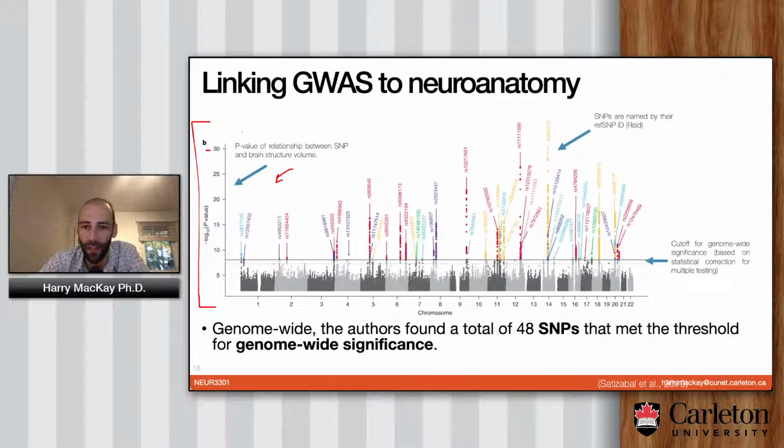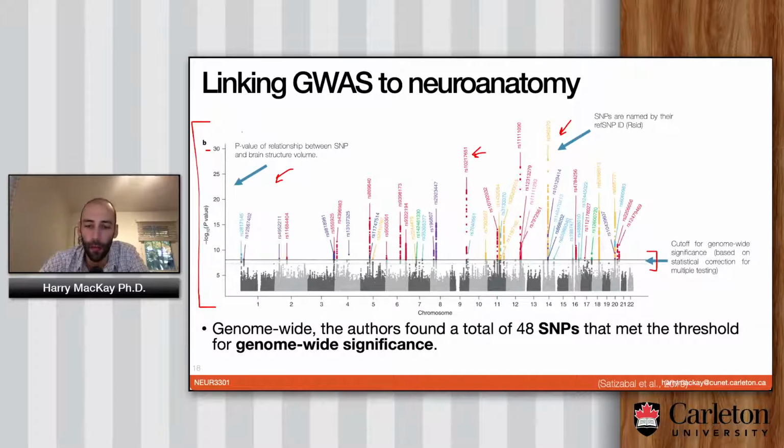The SNPs are given here. The lead SNP is named. You get the ref SNP ID, the RS ID. So you folks already know how to deal with those RS IDs. You could go look any of these up if you liked. The cutoff for genome-wide significance is given here. So any SNP that's above this line is considered to be significant, and so on.